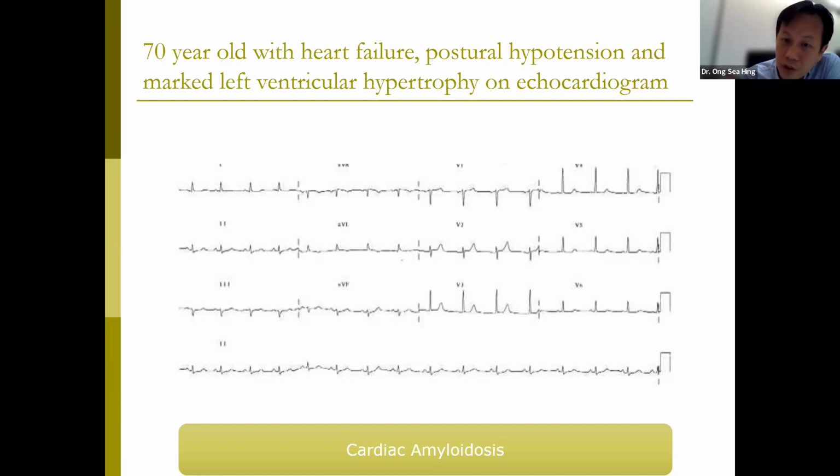And when you think about this, you also have to screen for multiple myeloma, because the commonest reason for cardiac amyloidosis is actually multiple myeloma, causing primary AL light chain amyloidosis. A few times we cardiologists have diagnosed multiple myeloma just from the ECG and the echo.